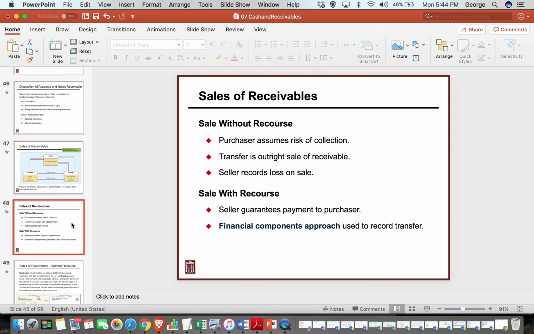So we can do this without recourse or with recourse. If it's without recourse, then the purchaser is assuming the risk of collection. The factor company treats it as an outright sale of the receivable, and the seller records a loss on the sale. In a sale with recourse, the seller guarantees payment, and the financial components approach is used to record the transfer.